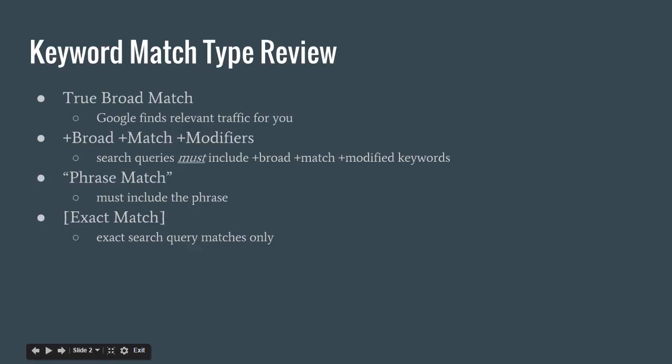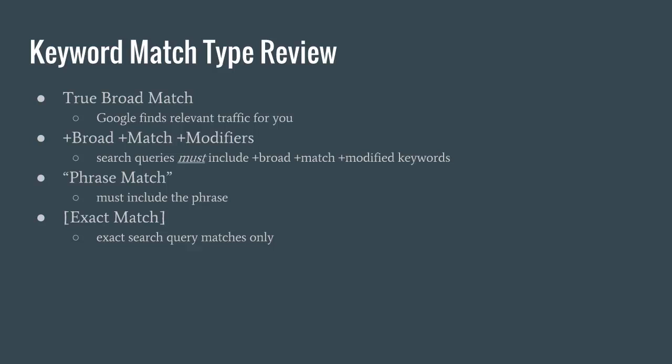Let's do a quick overview on the keyword match types. I know that this is kind of an advanced series, but I'll just do a quick recap. There's 4 different match types. The first one is true broad match, and you can see that I have them labeled here by how they look. True broad match doesn't have the plus sign or the quotation marks around the other match types. True broad match just looks like how it is.